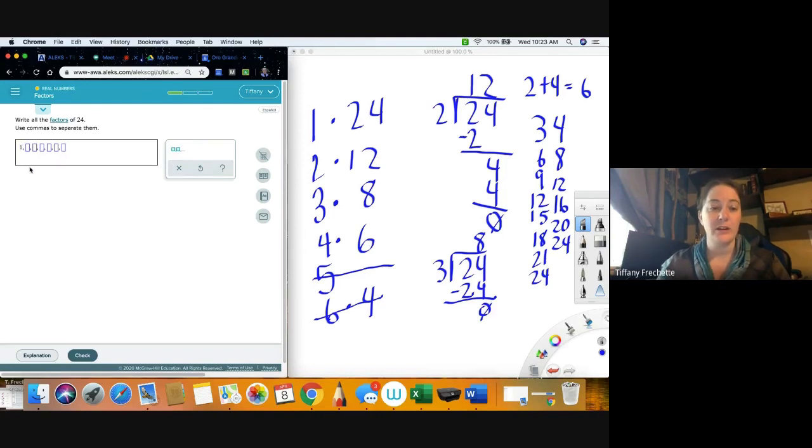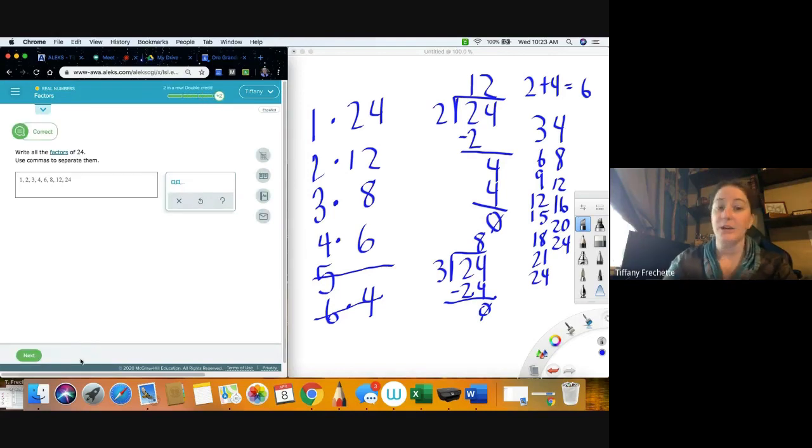So I have 1, then 2, and I'm hitting tab to go over to the next one. You can also use your mouse to just click on the next one. 6, 8, 12, and I need one more, so 24. And I'm clicking this, but you can also just hit comma, and that'll give you a brand new box. All right, so let's click check. And yay, we finished another one.